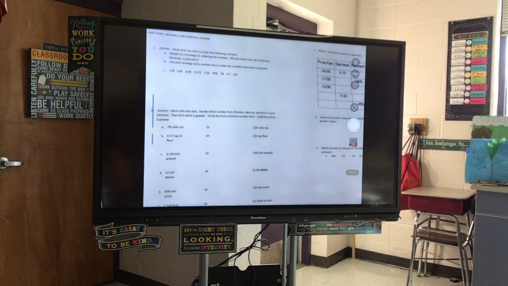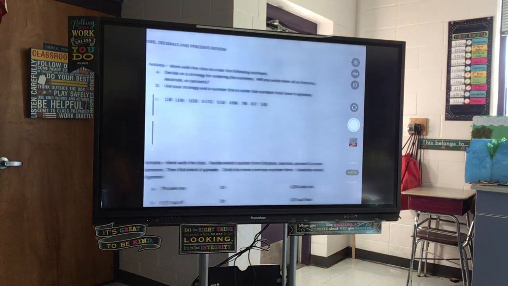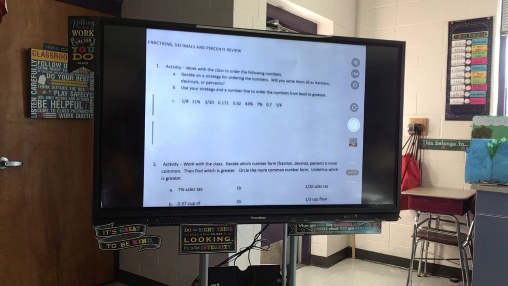starting with number 1. We are going to be working as a class through all of this, so it's not going to be any independent work at all. Like, this is still very much classwork so that we get used to it. So you have 2 sets of directions. First one says, decide on a strategy for ordering the numbers. Will you write them all as a fraction, a decimal, or percent? So look at C, look at those numbers, and how do we want to write them? Fractions, decimals, or percents. So think about that. Then, hold on. B, it says use your strategy in a number line to order the numbers from least to greatest. So that might also persuade you in how you're going to do your numbers.